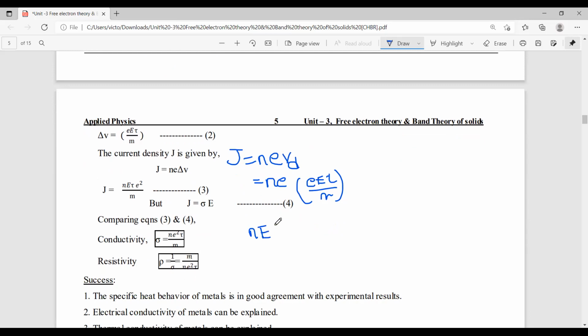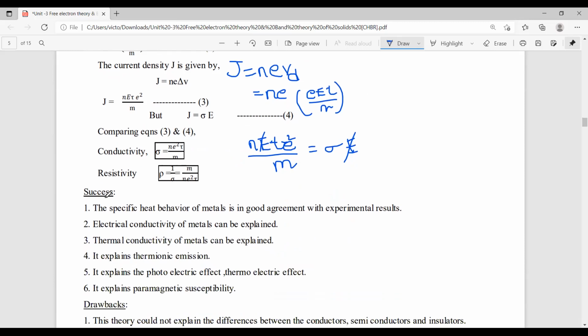n e square t by m capital E is equal to sigma E. Here E and E are cancelled. Then finally the sigma expression is n e square t by m. And also, the reciprocal of conductivity is called resistivity. So resistivity rho is equal to 1 by sigma, that is equal to m by n e square t.